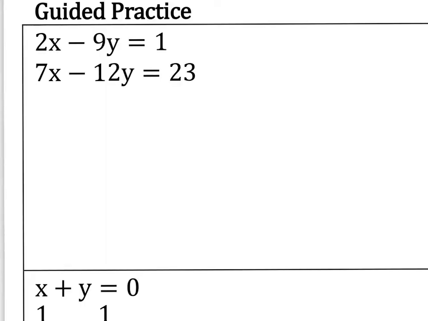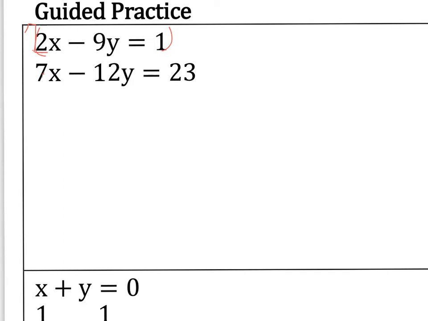Guided practice. For this problem, we need to multiply by a LCM, the least common multiple, between 2 or 7 or 9 or 12, in order to make a pair of these with the same coefficient. So I'm going to pick the LCM, which is 14, for 2 and 7. To make this coefficient 14, I need to multiply by 7. Where did I get the 7?